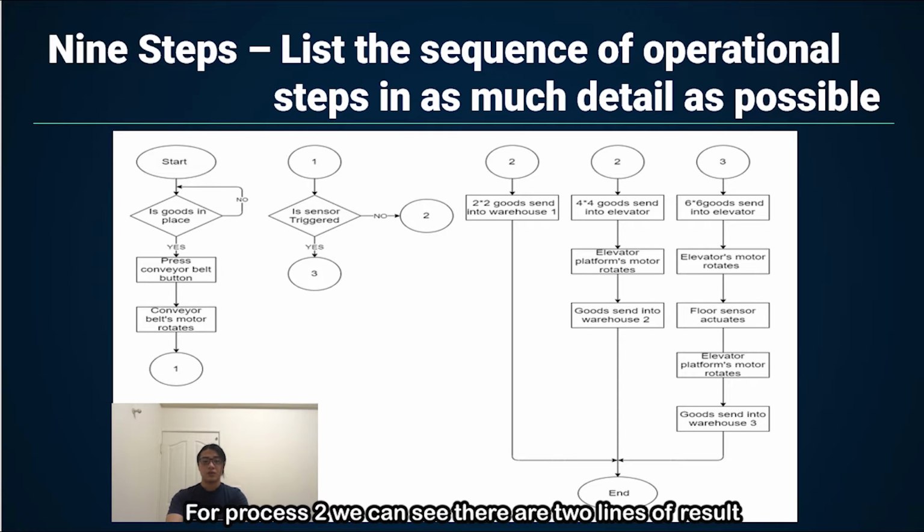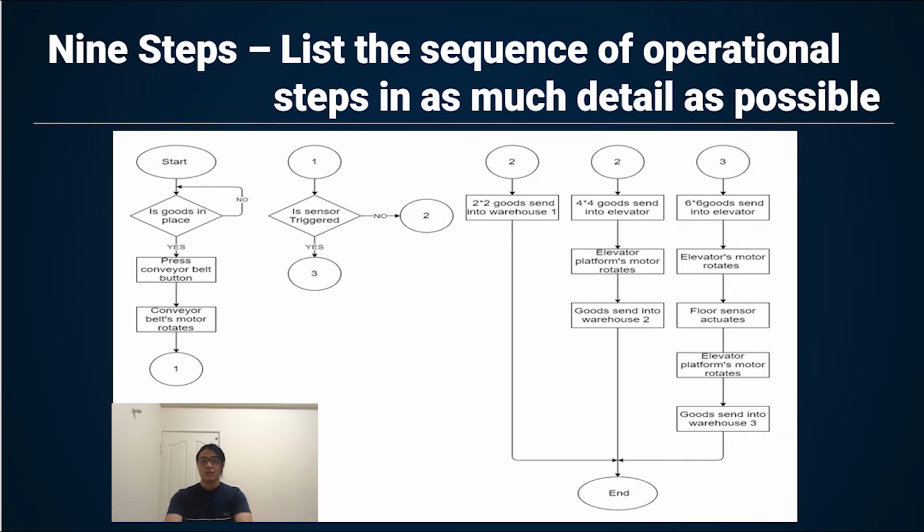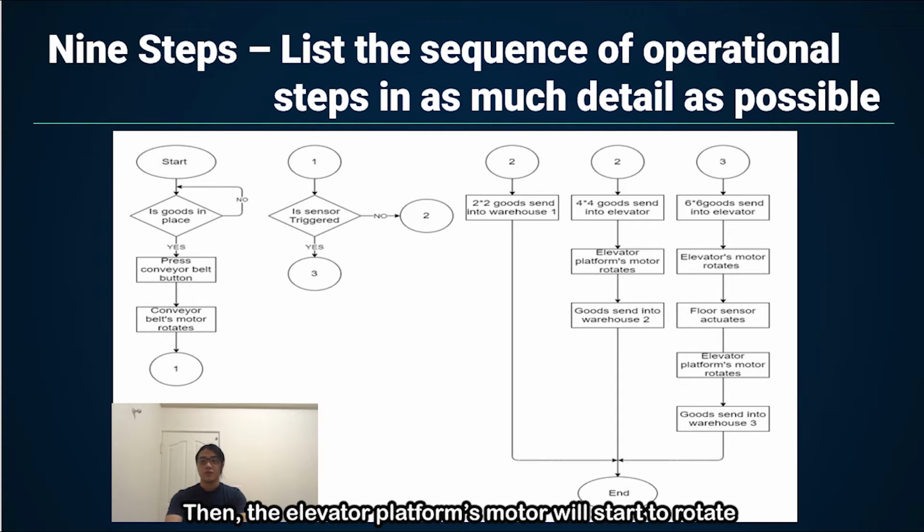For process 2, we can see there are 2 lines of result. The 2 times 2 goods will be sent into warehouse 1, and the process comes to an end, while the 4 times 4 goods will be sent into the elevator. Then the elevator platform's motor will start to rotate to send the 4 times 4 goods into warehouse 2, and eventually come to an end after this.